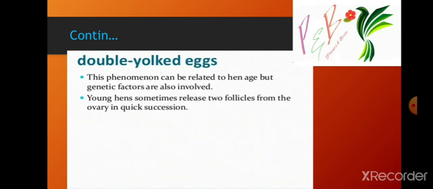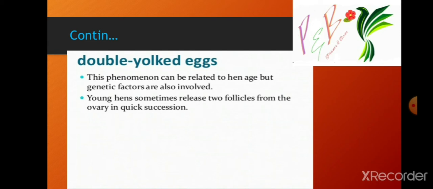Next, some will lay double yolked eggs. That means the egg is larger, the length will be larger and the size also larger. It will contain 2 yolks in one egg only. This phenomenon can be related to the hen's age, but genetic factors are also involved. This is very, very important to be noted here about the double yolked egg.